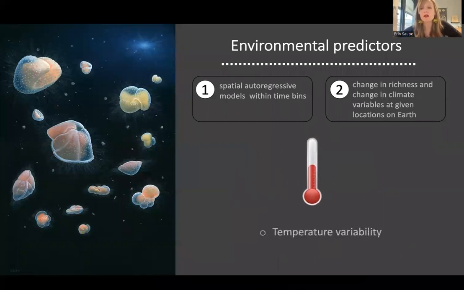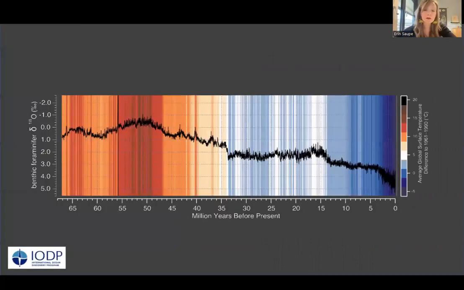So both models seem to agree that temperature and temperature variability correlate positively with richness in models built both across space and also through time. And these results and a lot of previous work suggest that the changes we see in the diversity gradient for planktonic foraminifera mirror the changes we see in the steepness of the latitudinal temperature gradient.